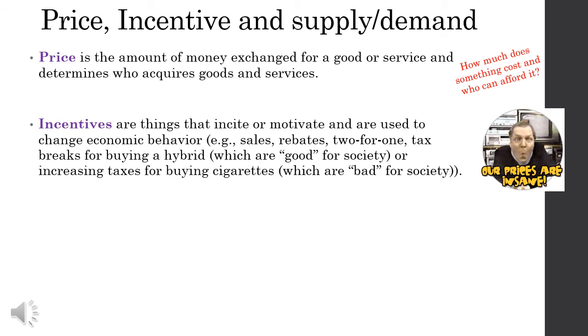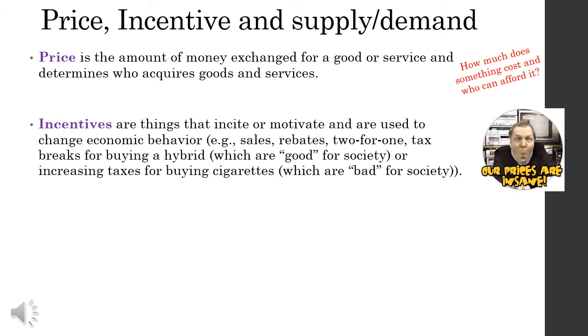And incentives are really cool because they can also do the following. Sometimes we give tax breaks for buying things like hybrid cars. These are good for society. Hybrid cars pollute less, so we have good incentives. We can also do this. Sometimes we increase taxes for buying cigarettes. Cigarettes are bad for society. We want people not to smoke them, so we give them an incentive not to buy something.